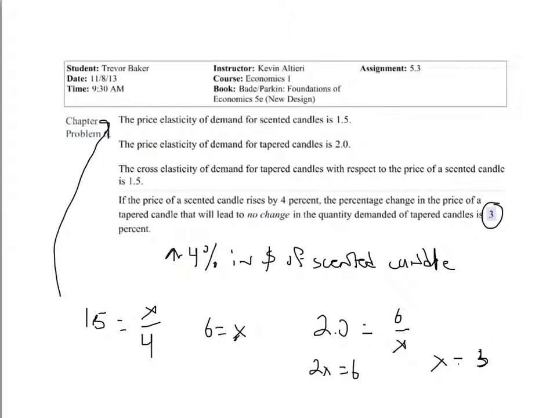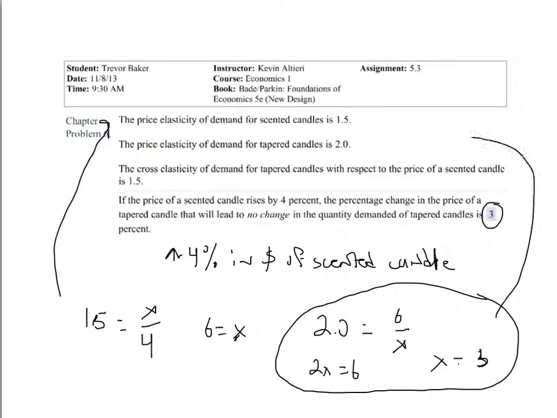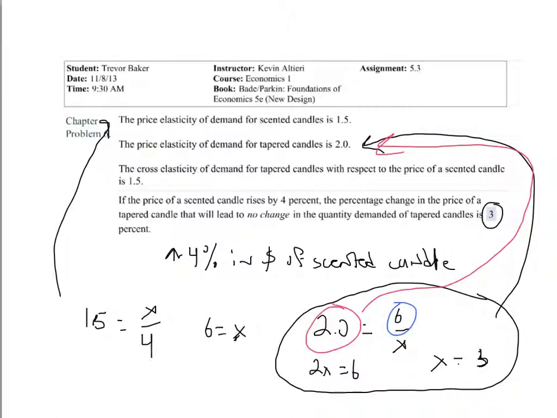Okay? Now, does anybody have any questions about how we did that and where this right here came from? And if you look at our 2.0, we got straight from there. And if you look at our 6, we got by doing the math over here, right? By doing the math for the cross elasticity of demand for tapered candles with respect to the price of scented candles. Make sense? Everybody got that now?